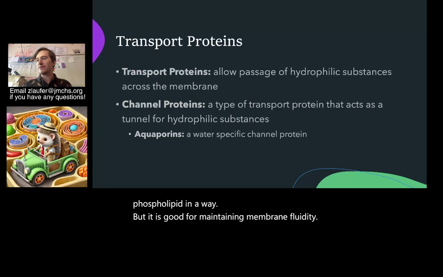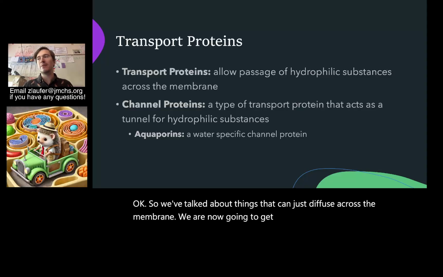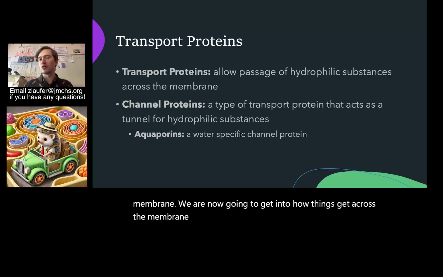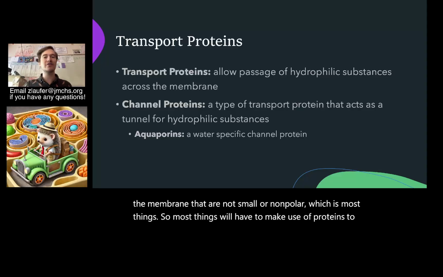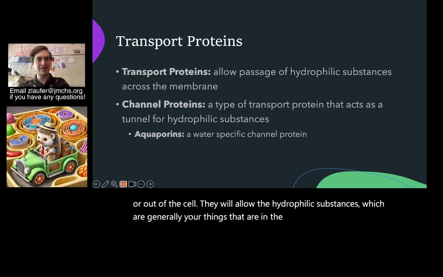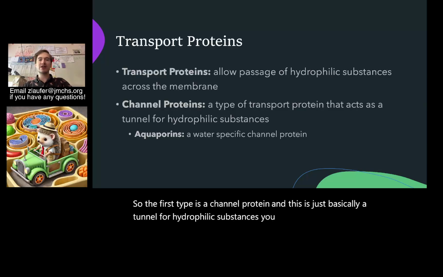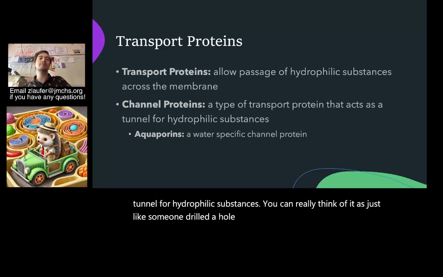Okay, so we've talked about things that can just diffuse across the membrane. We are now going to get into how things get across the membrane that are not small or nonpolar, which is most things. So most things will have to make use of proteins to get in or out of the cell. They will allow the hydrophilic substances, which are generally your things that are in the cytoplasm. So the first type is a channel protein, and this is just basically a tunnel for hydrophilic substances. You can really think of it as just like someone drilled a hole in the membrane, and it is a tunnel for things to go through.